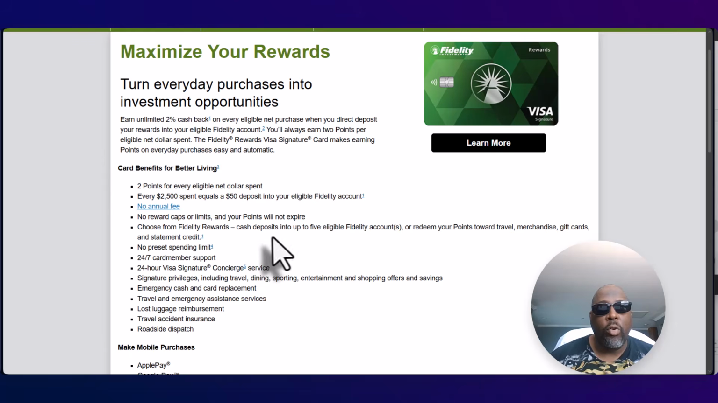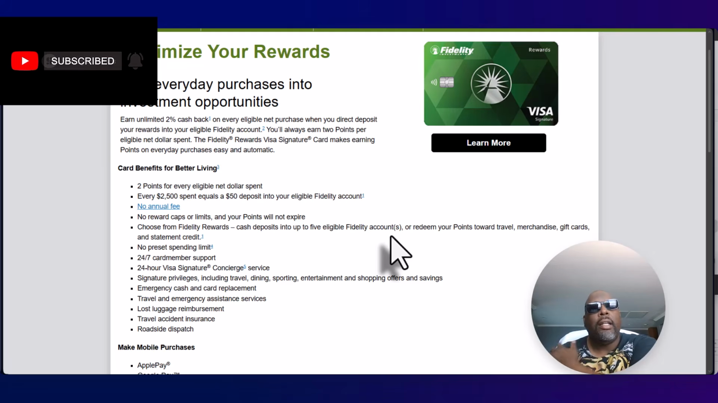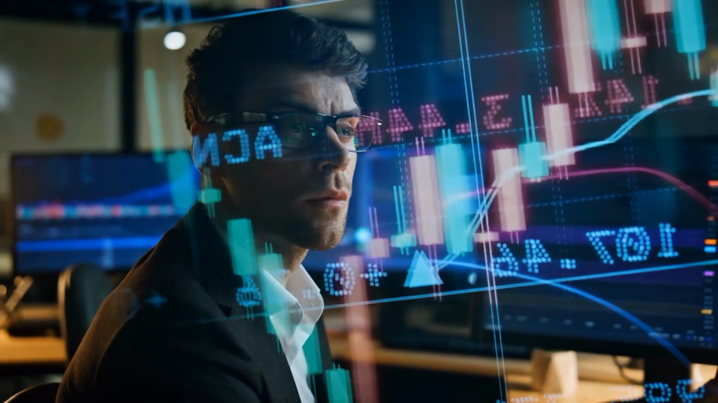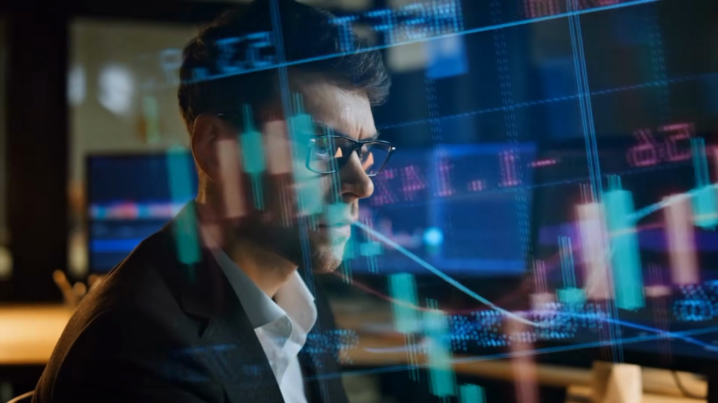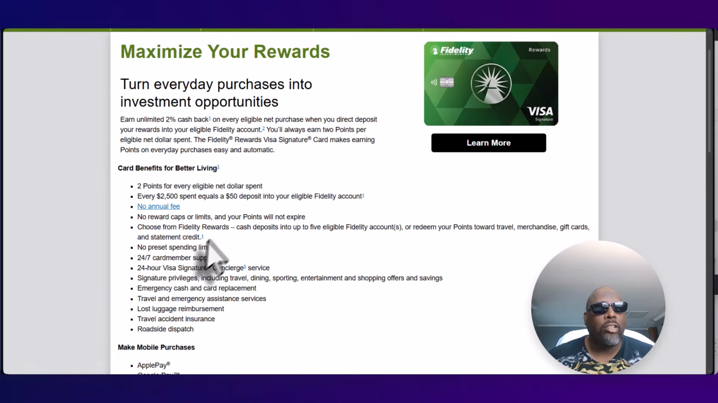Choose Fidelity Rewards cash deposits into 5 eligible Fidelity accounts. So the money that they give you doesn't necessarily have to go into their cash account. You can actually put it into an IRA or something like that. So it can be like passive income going into your investment account. That way you can choose whatever stock options you want. So that's the reason why people are actually going after this card.